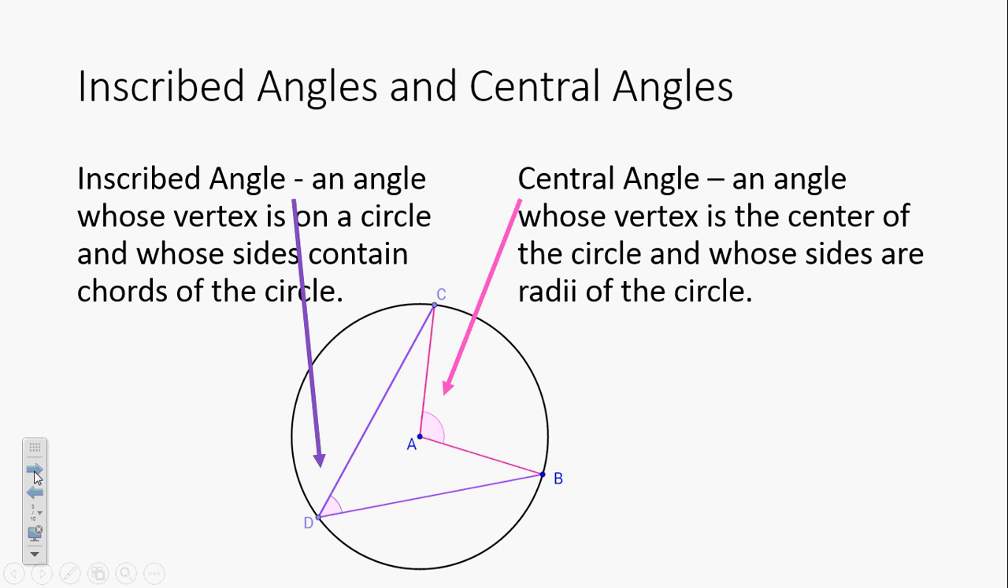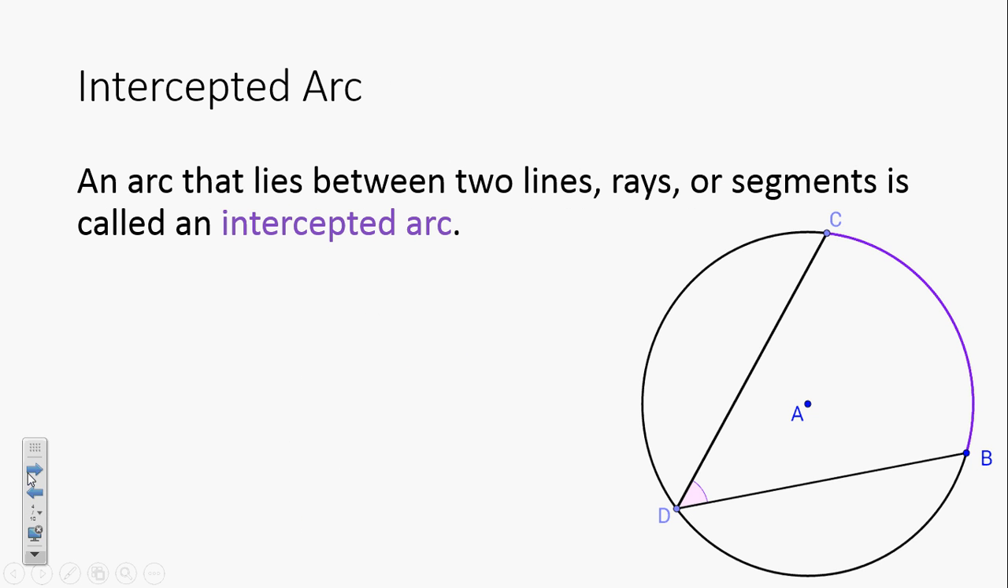So angle D is the inscribed angle, and angle A is the central angle. When we last talked about central angles, we talked about how the arc opposite that central angle is equal to the measure of the central angle. All right, so next slide is about an intercepted arc. An intercepted arc is an arc that lies between two lines, rays, or segments.